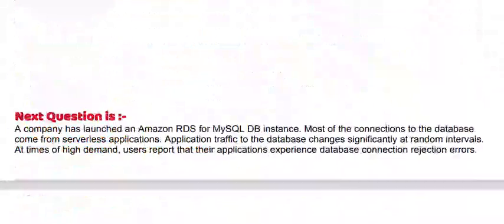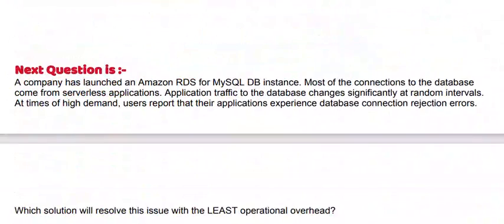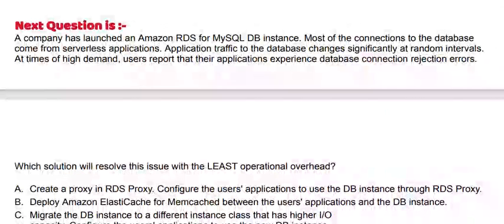Next question is, a company has launched an Amazon RDS for MySQL DB instance. Most of the connections to the database come from serverless applications. Application traffic to the database changes significantly at random intervals. At times of high demand, users report that their applications experience database connection rejection errors. Which solution will resolve this issue with the least operational overhead?